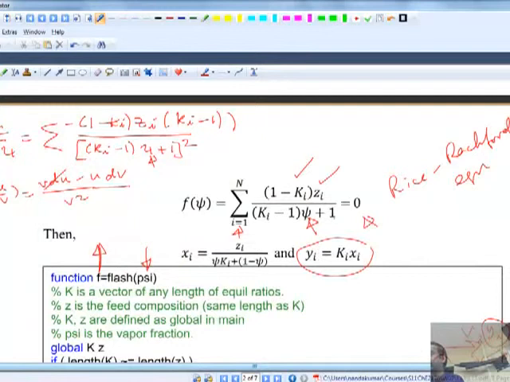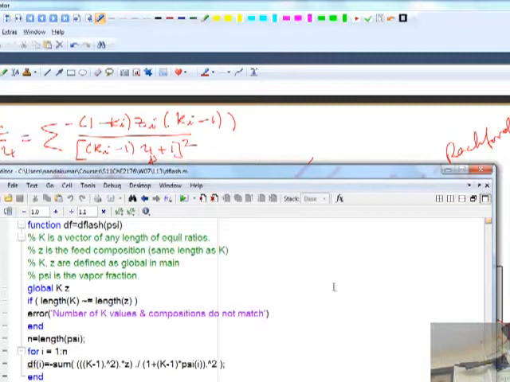Okay, so that is a simple implementation of that derivative. But what it does is you can pass many values of psi, many guesses, and it will calculate the derivative of each one of them. I really don't need that for Newton method, because all I need is one guess. But because my original function was written for a range of guesses, I just cut and pasted and kept the same thing. So it has the same ability to calculate the derivative for a number of guesses that you provide.